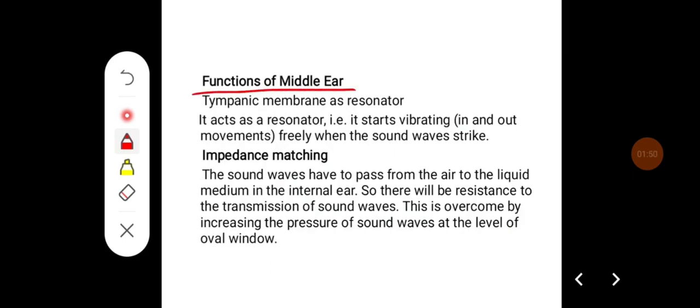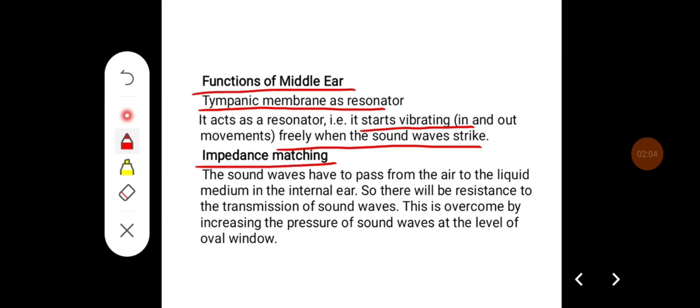Functions of middle ear. Tympanic membrane acts as a resonator. That is, it starts vibrating in and out freely when the sound waves strike the tympanic membrane. Another important function of middle ear is impedance matching.